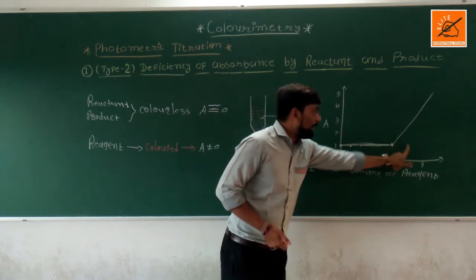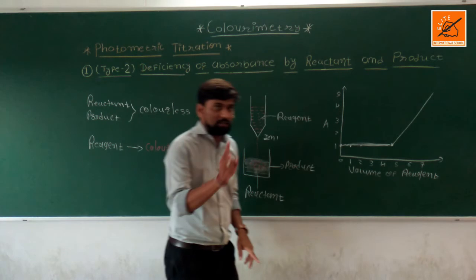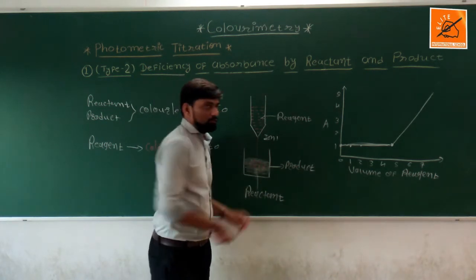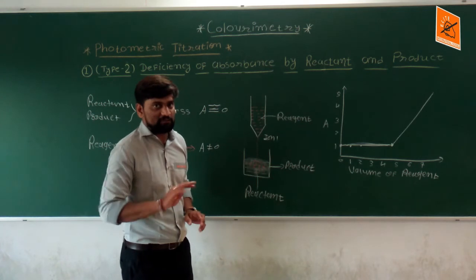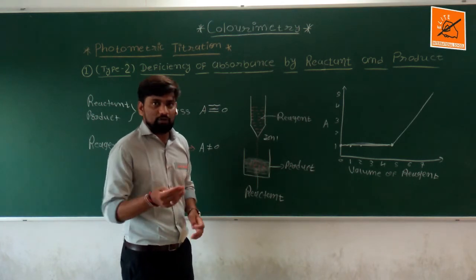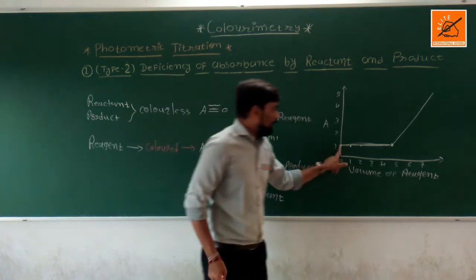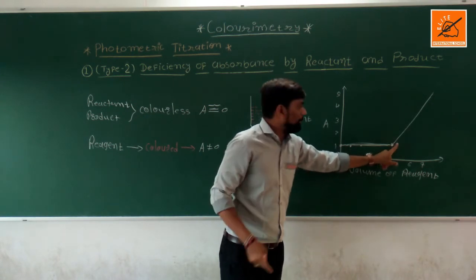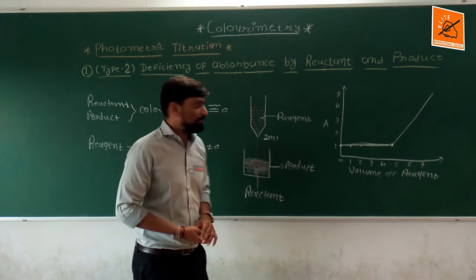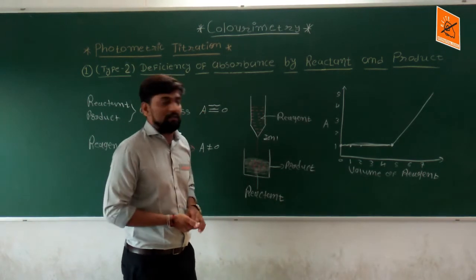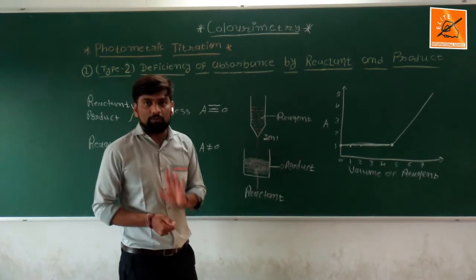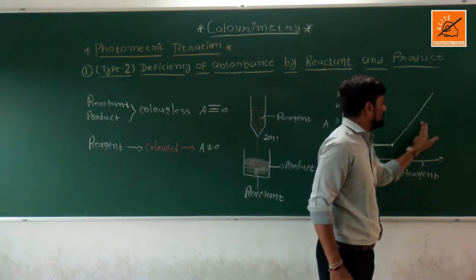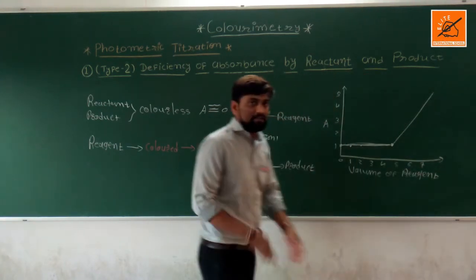Up to the end point, the absorbance value is constant because the colored reactant is converted into the product. This product is colorless, that's why it does not give an absorbance value. After the end point, the absorbance gradually increases because the reactant is no longer available, so the reagent stays as it is in the flask. That's why the absorbance value increases whenever reagent is added.